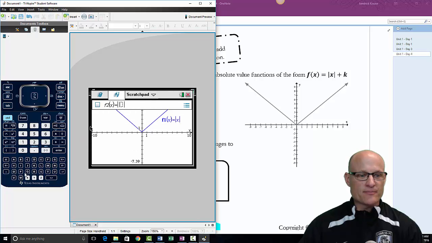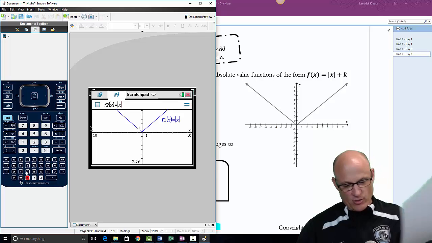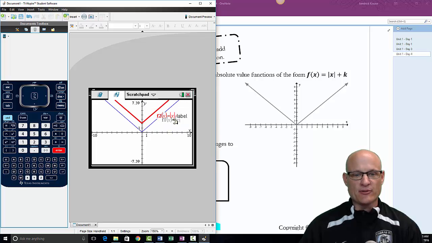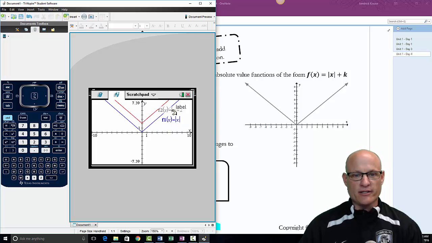Absolute value of x, but this time I'll only look at my notes. I'm going to add 2 on the outside. Plus 2. Hit enter. Oh, look what happened to it. So my red one is there in red. My blue one's down here. It looks like it moved up 2.